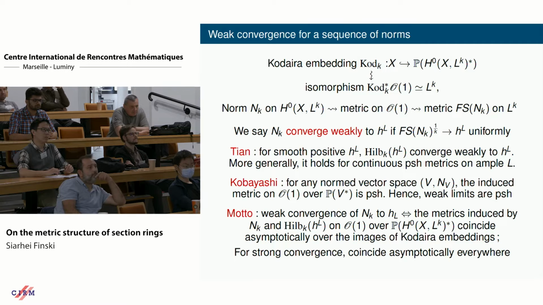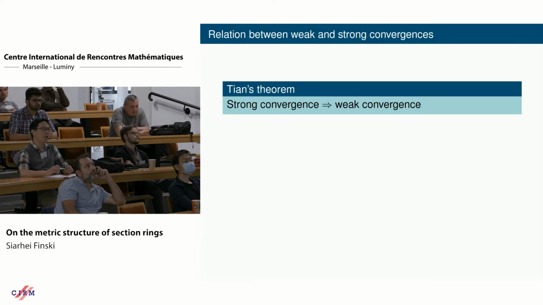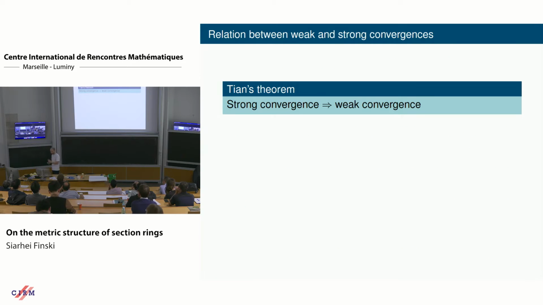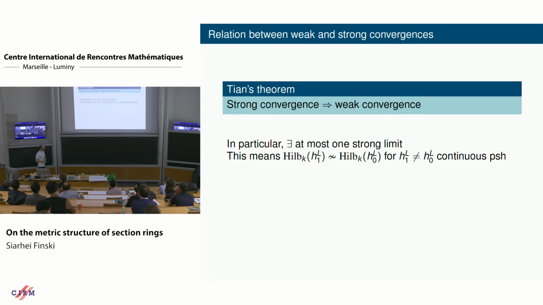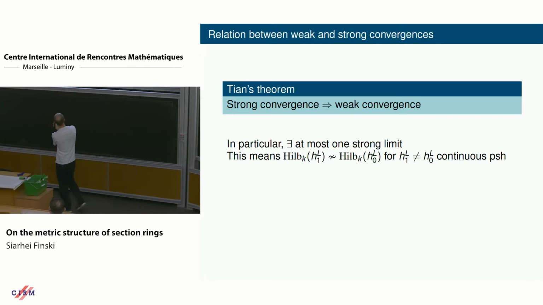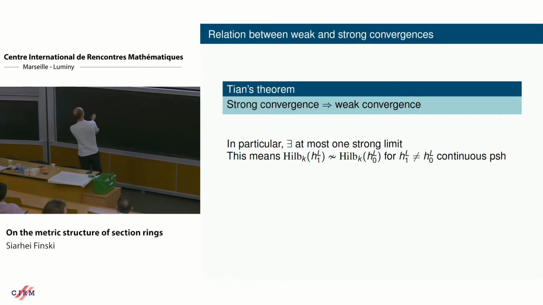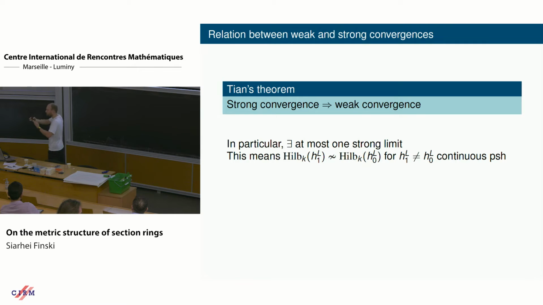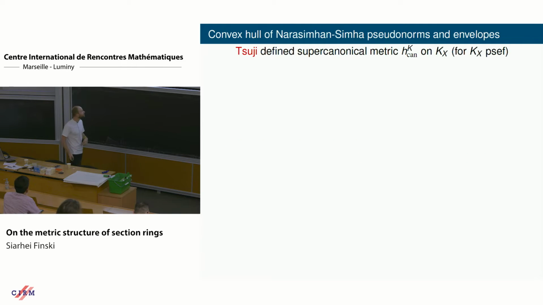So I'd like to state it more precisely as a consequence of Tian's theorem. It says that strong convergence is stronger than weak convergence. And in particular, as a consequence of Tian's theorem, we conclude that there is at most one strong limit. In other words, if I'm considering Hilb norms associated to different continuous PSH metrics, then the Fubini-Study metrics of those Hilb norms converge to the metrics themselves, and it implies that they cannot be equivalent, because if they were equivalent, the Fubini-Study metrics would coincide.